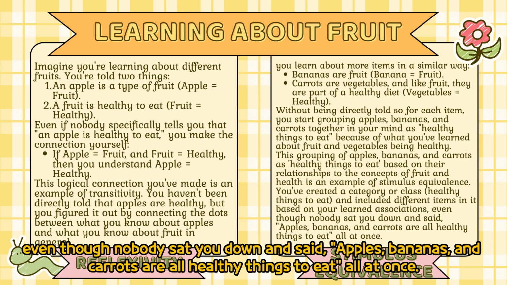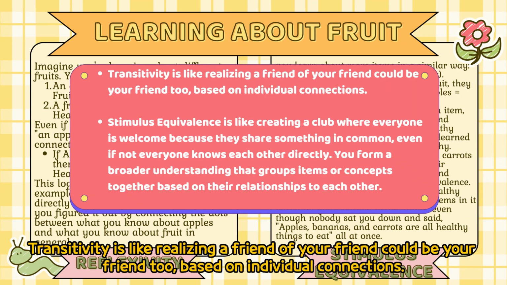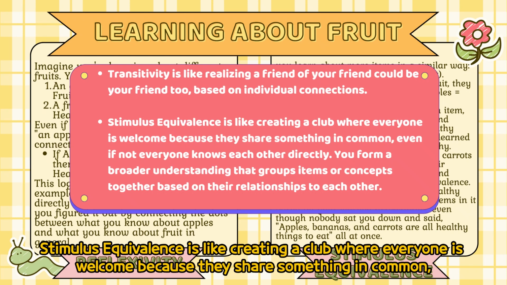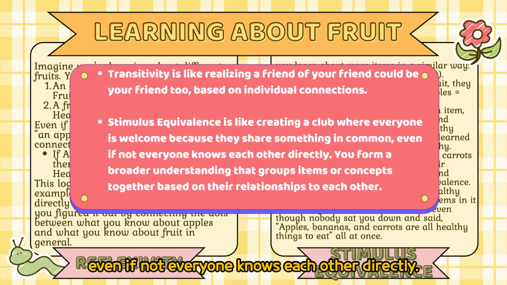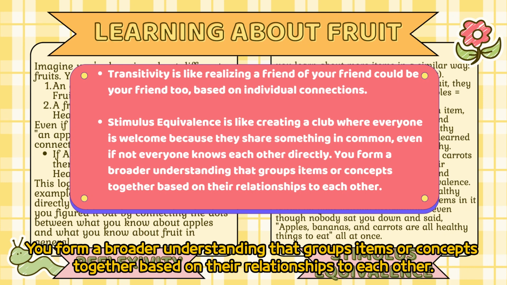Transitivity is like realizing a friend of your friend could be your friend too, based on individual connections. Stimulus equivalence is like creating a club where everyone is welcome because they share something in common, even if not everyone knows each other directly. You form a broader understanding that groups items or concepts together based on their relationships to each other.